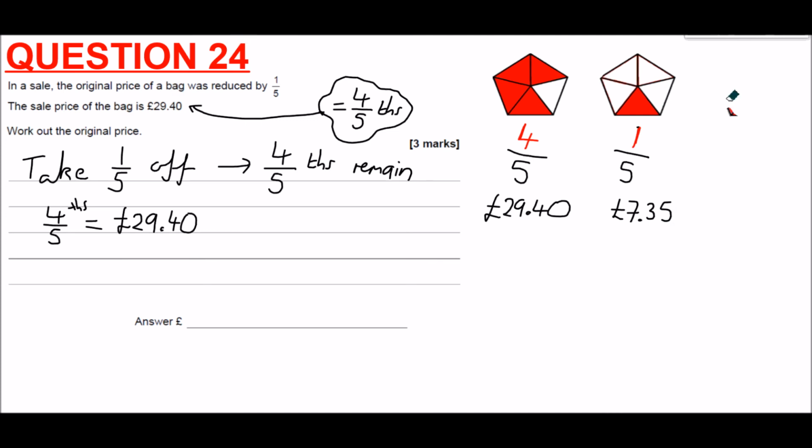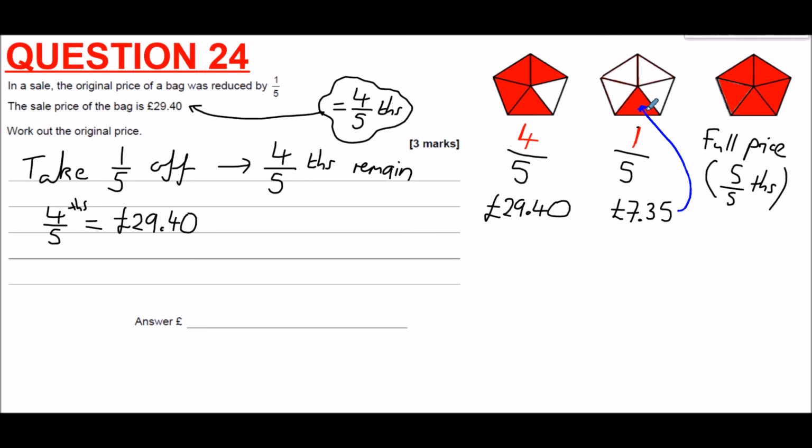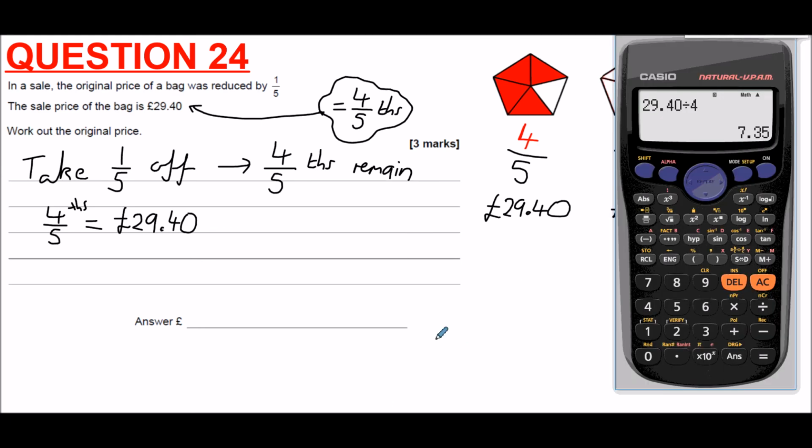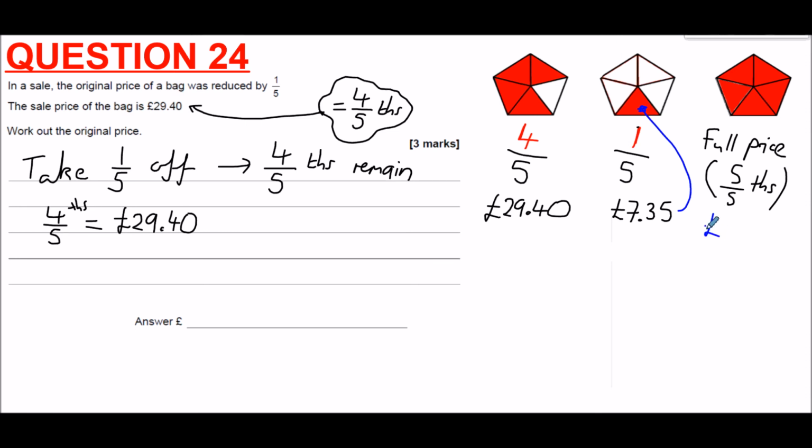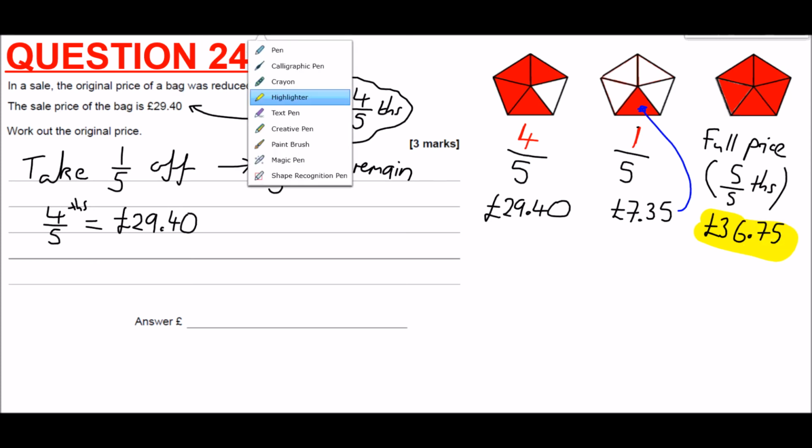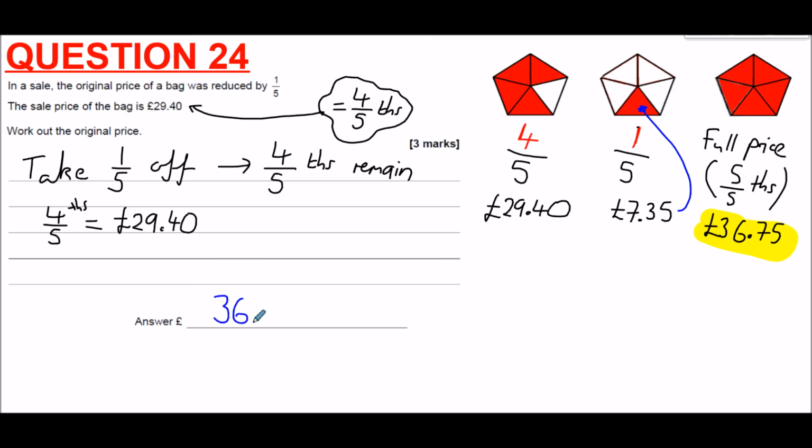How many fifths make a whole? Well, 5/5 make the whole. So the full price would be represented by a full pentagon. So the full price, which is 5/5, would be £7.35, the price of each fifth, multiplied by 5. So the final step now is £7.35 multiplied by 5, which is £36.75. That is actually the final solution. That's the final answer. £36.75 is what it must have cost to begin with.